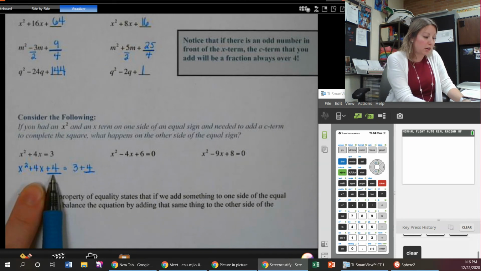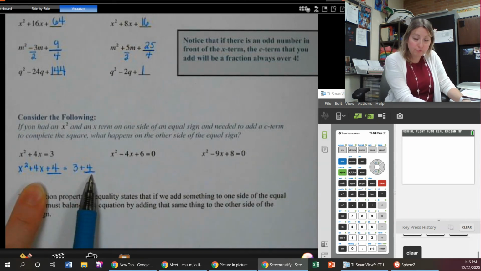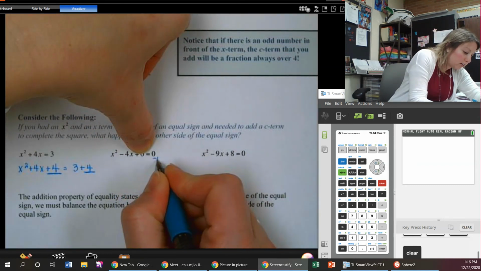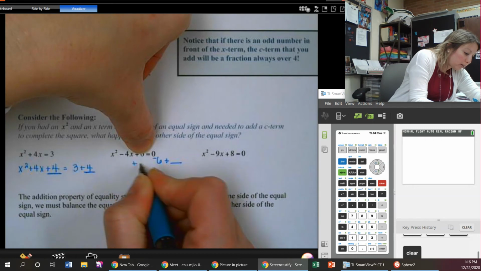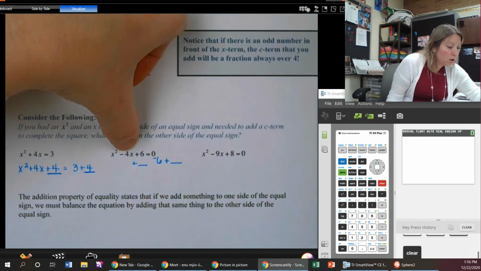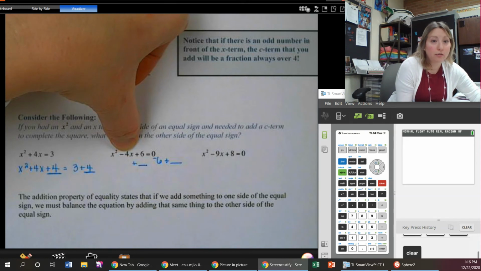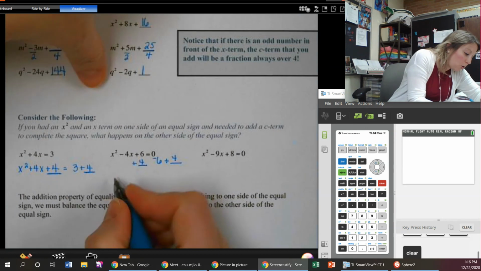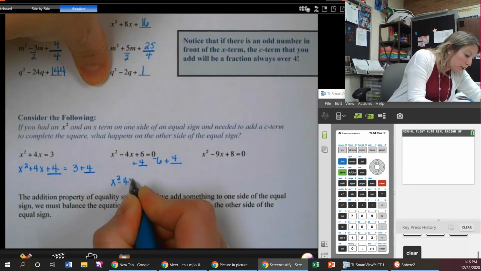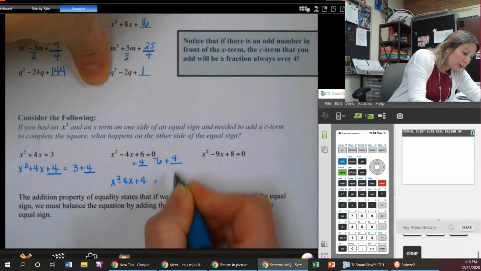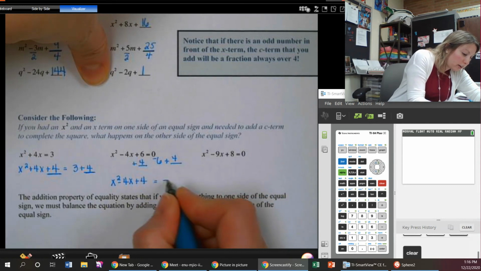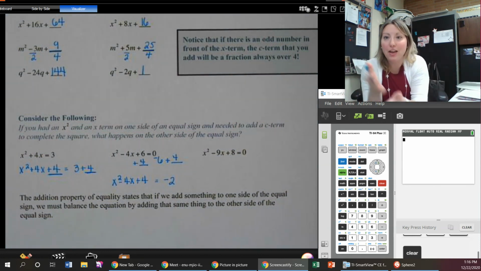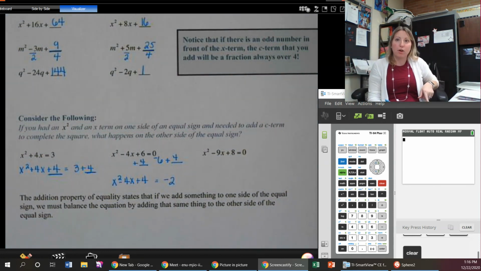Whatever you do to one side of the equal sign, you have to do to the other. Here, in this case, scooch that 6 over here and add your plus blank, right? So -4 divided by 2 is -2. -2 squared is 4 to both sides, right? That's what you'll be doing. So over here, you have the perfect square trinomial, right? Over here, -6 plus 4 is -2. So you've made the perfect square trinomial and you've added that regular term to both sides. That's going to be important in the next lesson.